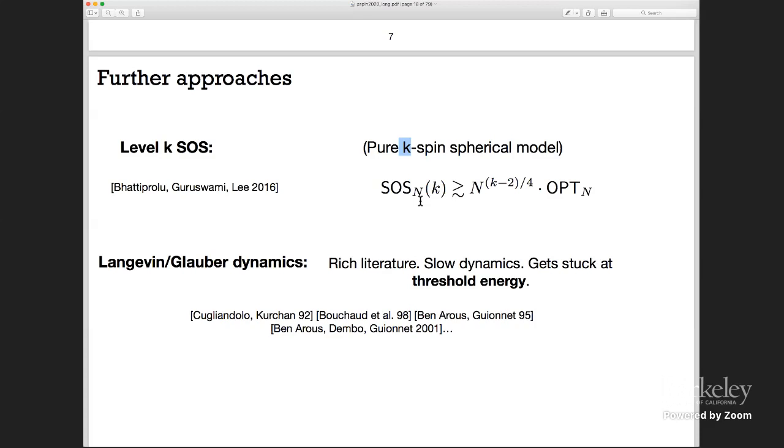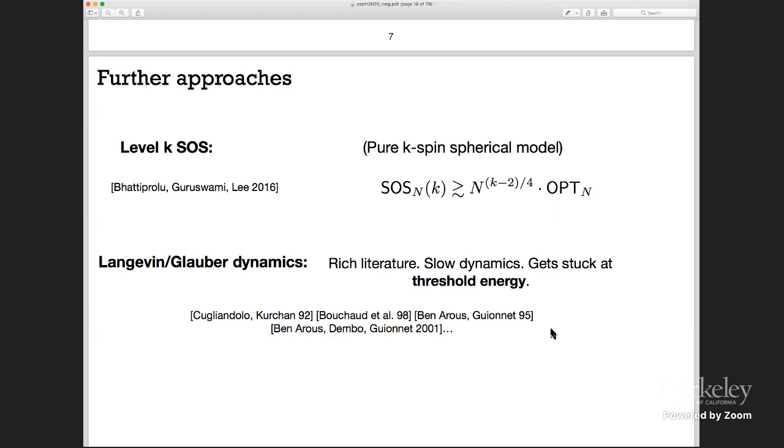So this is getting worse with K relative to the optimum, because you're simultaneously increasing the arity of the model as well. So you can consider K fixed and just let n go to infinity, and you'll see that it's already bad in n, right? Yeah.